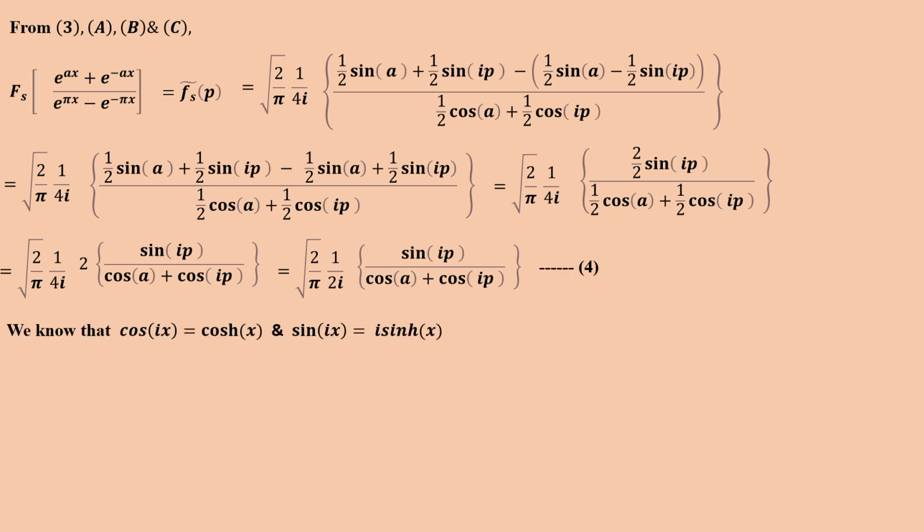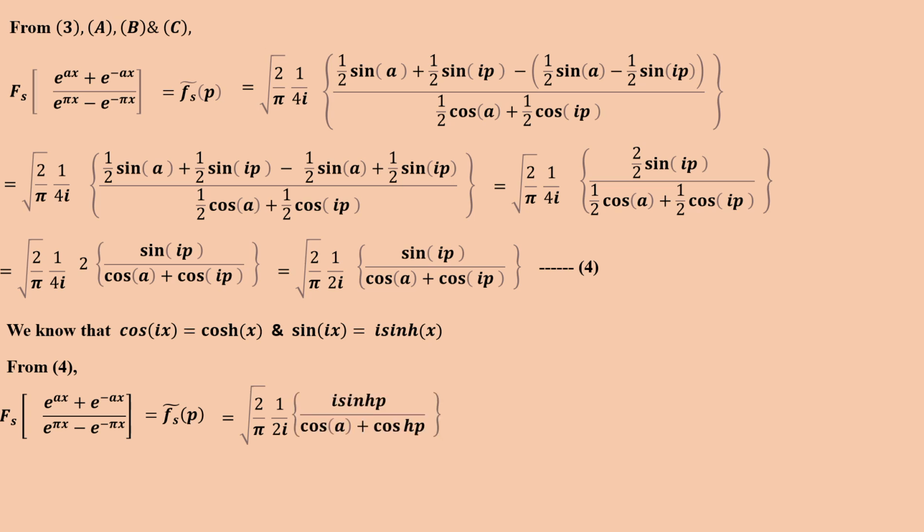We know cos ix is equal to cosh x, sin ix is equal to i sinh x. So we are going to use this relation, the trigonometric and hyperbolic relation. So from 4, the Fourier sine transform of (e^(ax) + e^(-ax)) / (e^(πx) - e^(-πx)) is equal to F_s bar of p, which is equal to root 2 divided by pi times 1 by 2i times i sinh p, right? So in the denominator, cos a plus cos ip is cosh p, right?